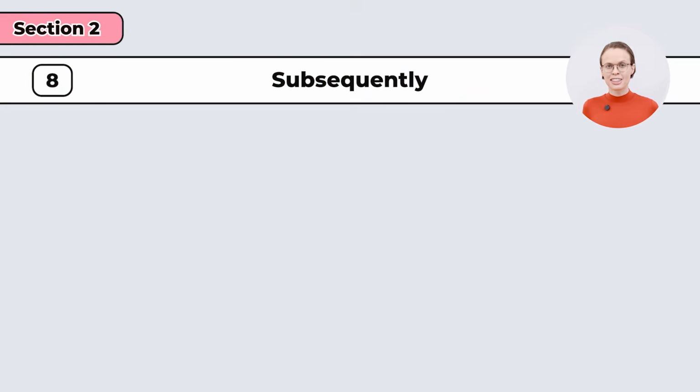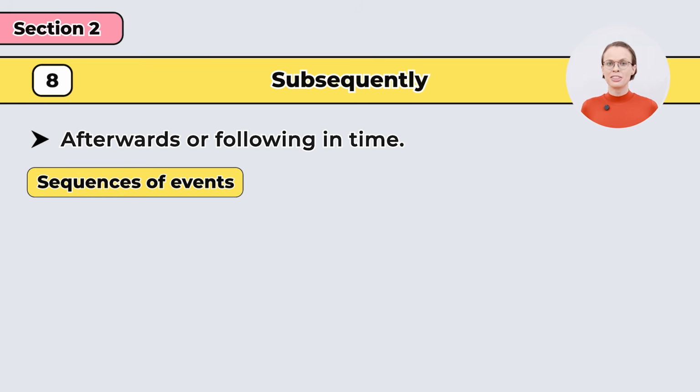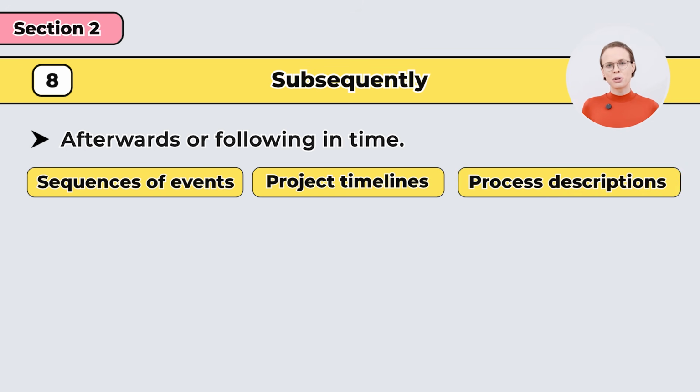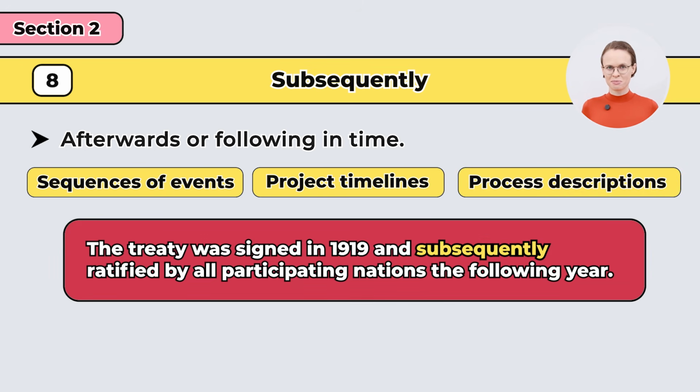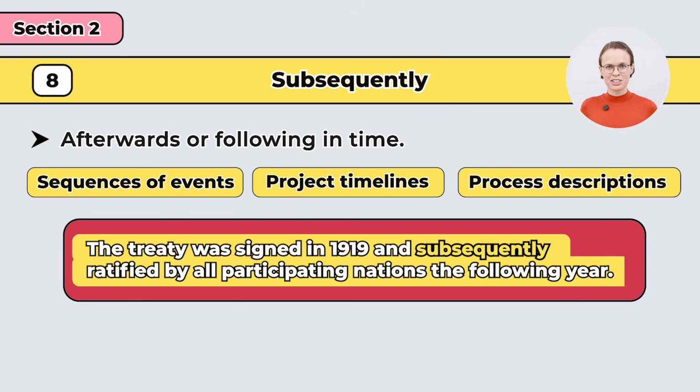The next word is subsequently, an adverb meaning afterwards or following in time. It's excellent for understanding sequences of events in workplace procedures, project timelines, and process descriptions. For example, the treaty was signed in 1919 and subsequently ratified by all participating nations the following year.